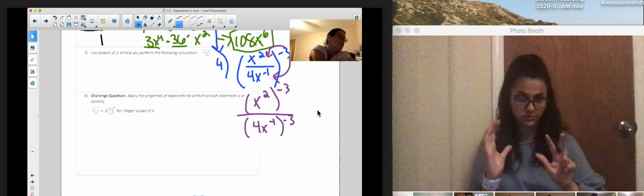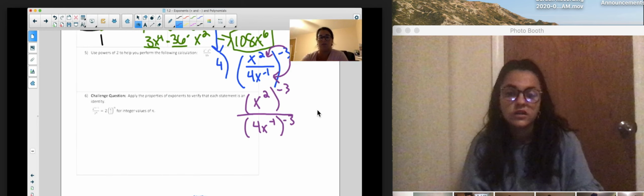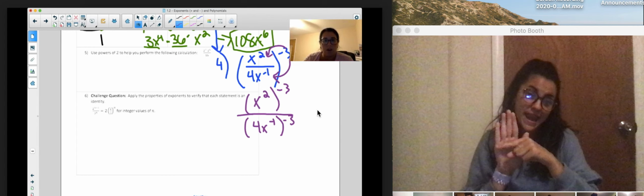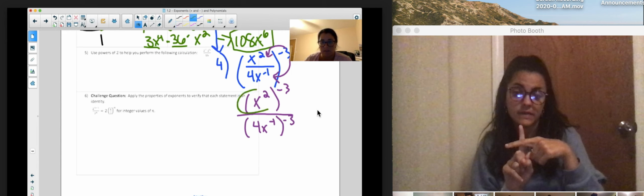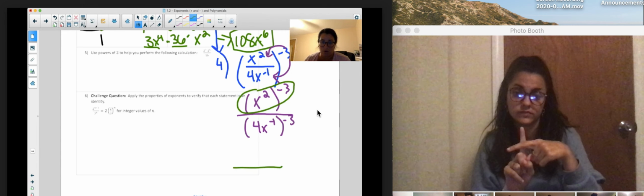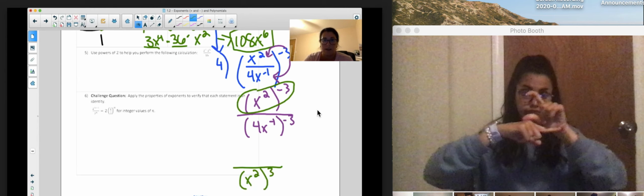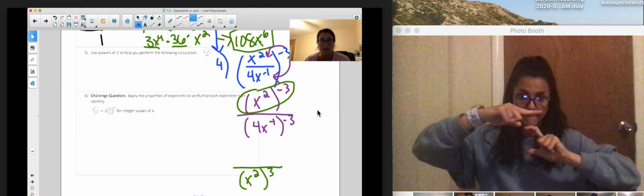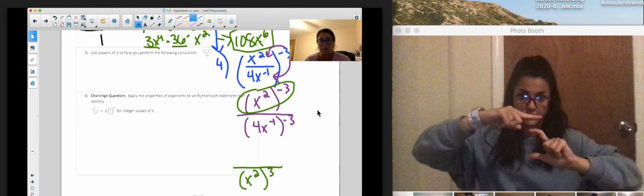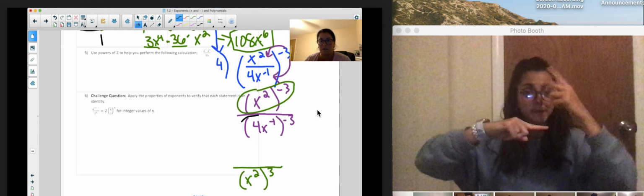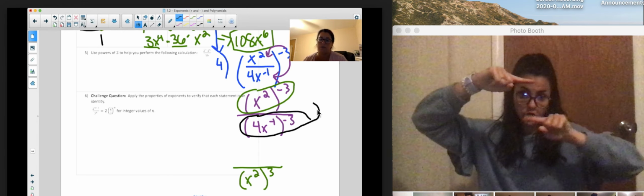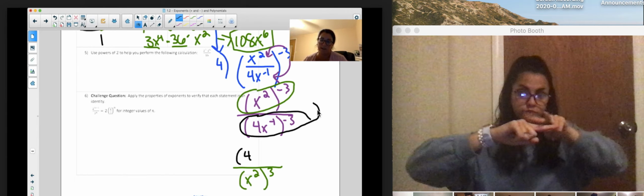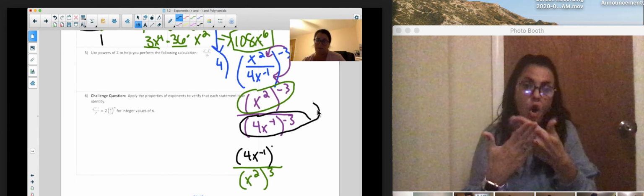Okay, now negative exponents, I'm going to make them positive. So I'm going to take this, and I'm going to move it all to the bottom. So x squared, and make it positive. I'm going to circle the other one in black. I'm going to take this denominator, and I'm going to move it to the numerator to make it positive. So 4x to the negative 1 to the third.